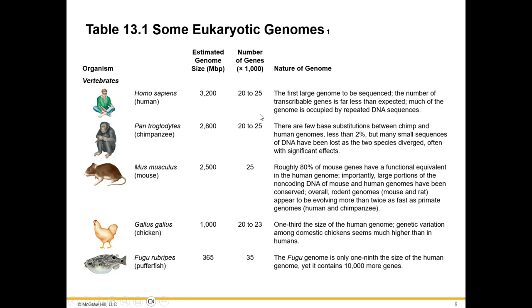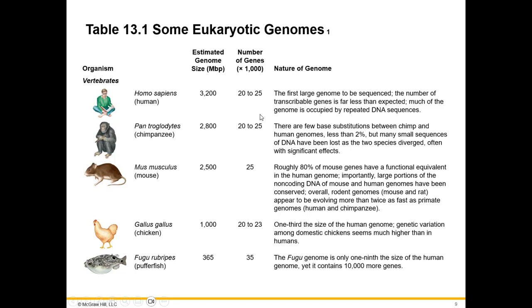When we talk about genomes, here are some interesting comparisons. As far as humans, we have the first large genome to ever have been sequenced, and the number of transcribable genes is actually far less than they anticipated, because much of our genome is actually occupied by those repeated DNA sequences, or non-coding portions of our DNA.